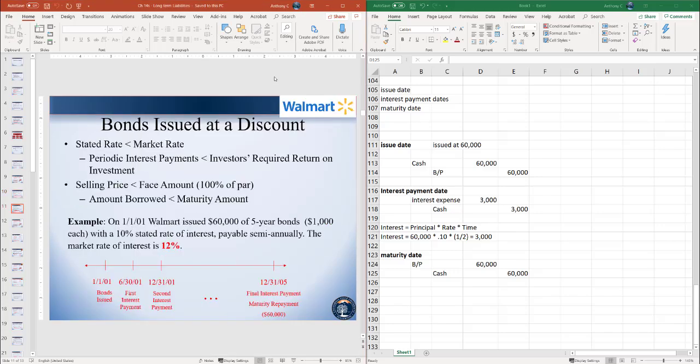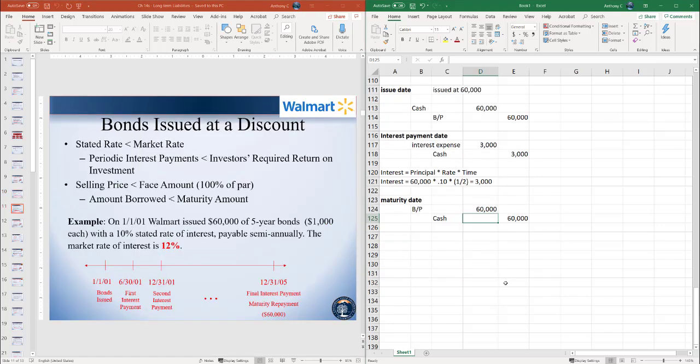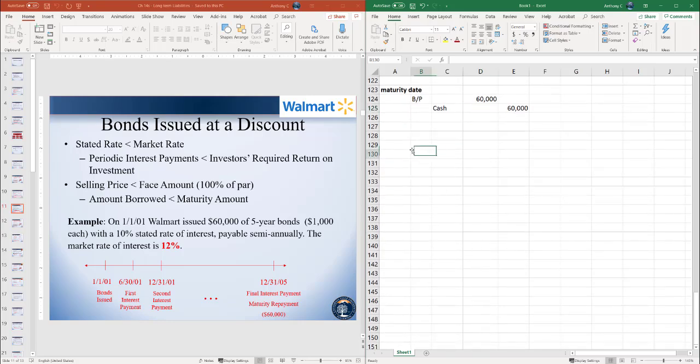Now for a bond issued at a discount, as we mentioned, a bond sold at a discount means that our stated rate's less than the market rate. In other words, we have to sell the bond at a discount because everyone's paying more interest. So what will happen here is when we discount our interest payments and our principal amount back to present value, we're going to find that the selling price is less than the face amount.